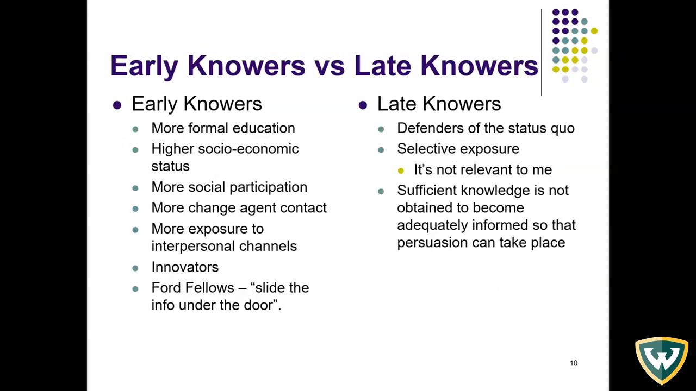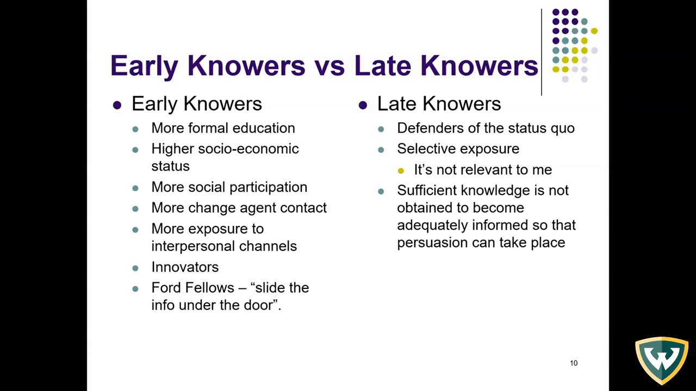So there's a difference between early knowers and late knowers, which of course, when you look at the diffusion process, you could certainly understand that, right? Early knowers have more formal education, higher socioeconomic status, more social participation, more change agent contact. More exposure to interpersonal channels. They are innovators. So people like the Ford Fellows, slide the info under the door, right?